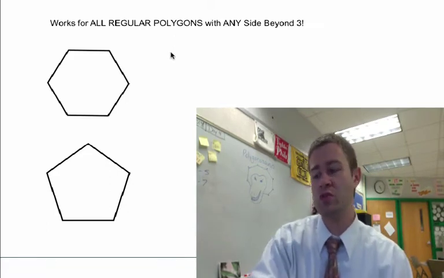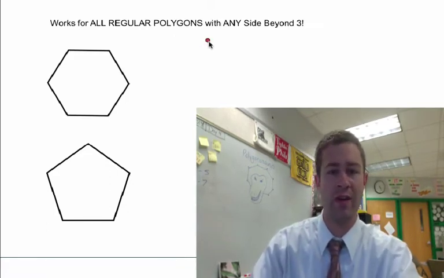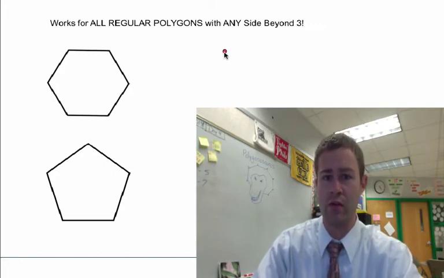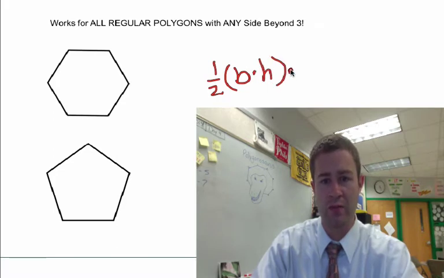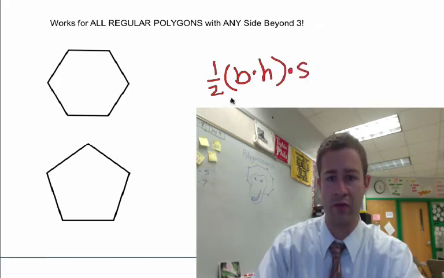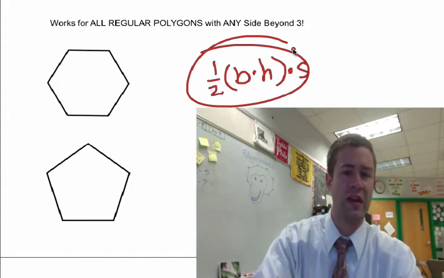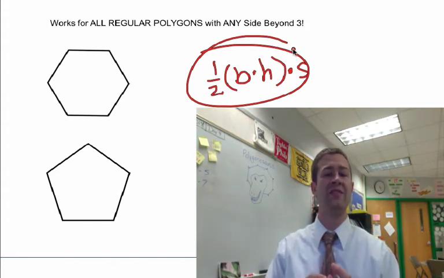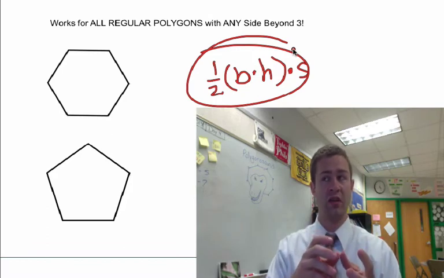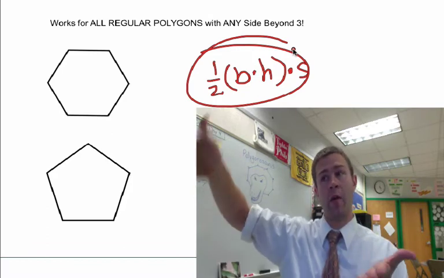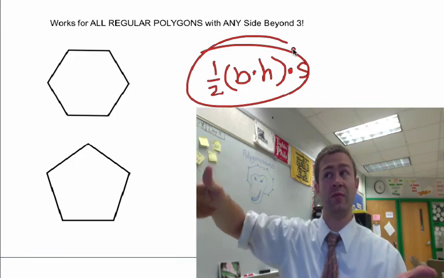So remember, what you would do is, if I were to write a formula down, and you can write this down, it would be 1/2 the base times height times the number of sides, so S. Okay, so we take the 1/2 base times height, that's our formula of one triangle, multiply it times how many triangles, which is also the same as our sides.